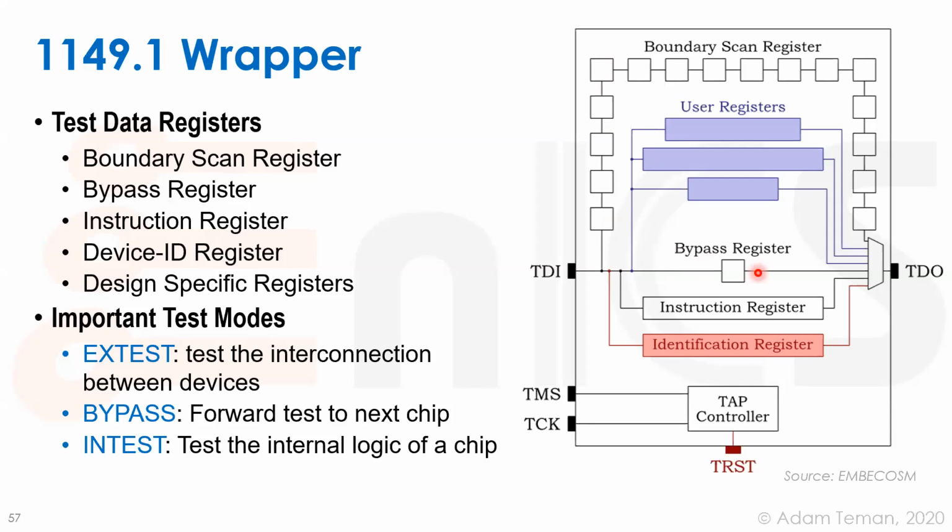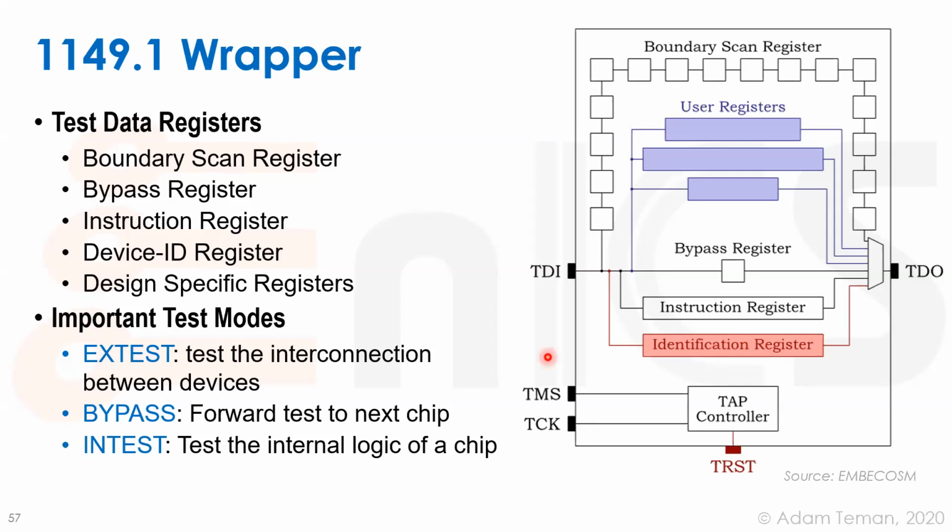You have a bypass register that, if you don't want to test this chip, can go from TDI to TDO and bypass it. An instruction register, where you store the instruction of what you actually want to do, because you're not just running a scan chain through this. You may be doing all kinds of things like passing things in between and doing things inside. Device ID register, that's if you want to read out the identification of the chip, you can do it through this JTAG. And design specific registers, those are things that people can add to do all kinds of debug internally.